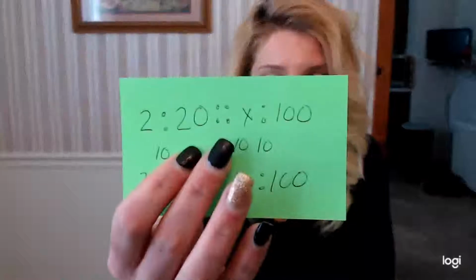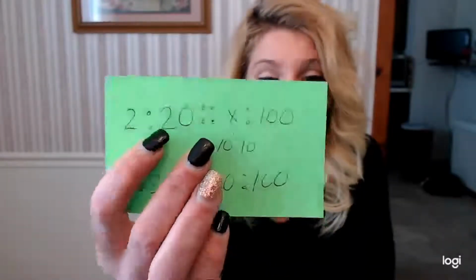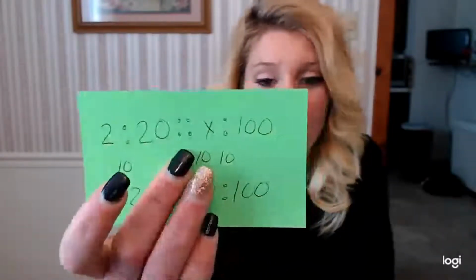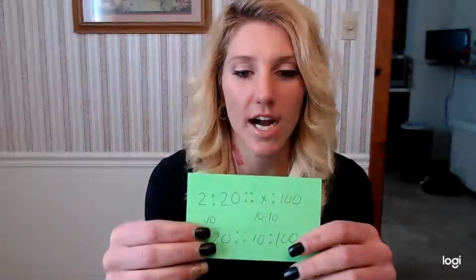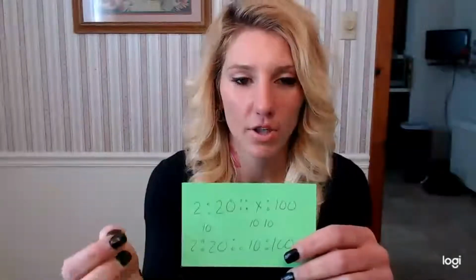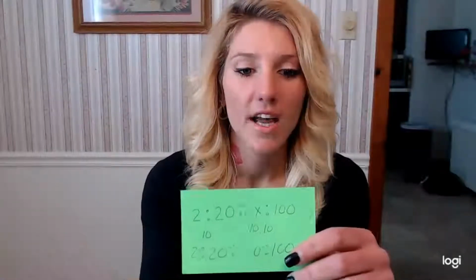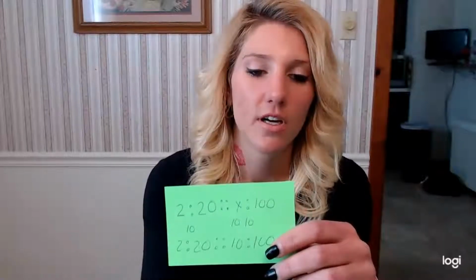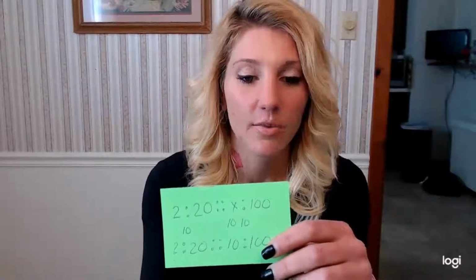Okay, let's say you have this, guys. 2 to 20 equals x to 100. You need to solve for x. What is x? All I did, guys, was take 20 divided by 2, which is 10, and then 100 divided by 10, which is 10. So your answer would be 10, because 100 divided by 10 is 10. There's another way for you guys to do it.